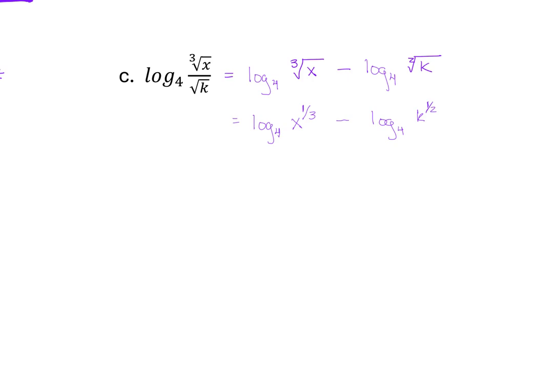And now what we want to do is move our exponents down to the front. They are going to become coefficients. And so what this turns into is 1/3 log base 4 of x minus 1/2 log base 4 of k. And we're done. This is expanded. All of our exponents are no longer exponents, they're coefficients. And that's basically what we're looking at. We can't do anything else with this.